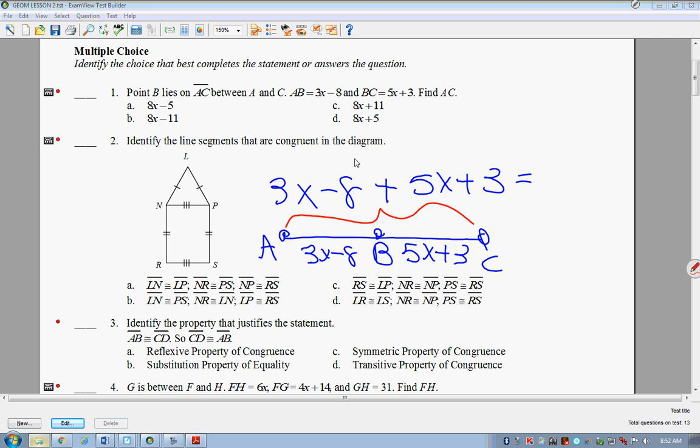At this point, what do I do with this side of the equation? Combine like terms. What are some like terms in here? 5x and 3x, which is 8x. What other like terms do I have? Negative 8 and 3. What's negative 8 and 3? Negative 5. So 8x minus 5 comes down as my answer. We got that?